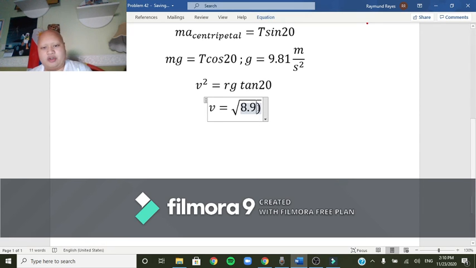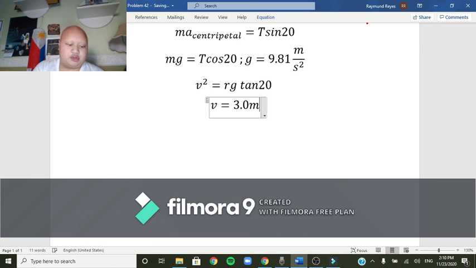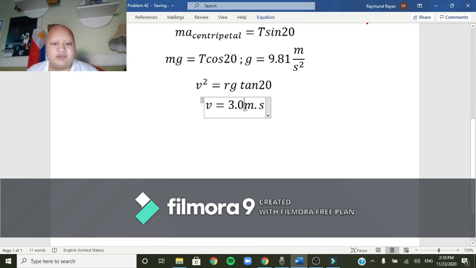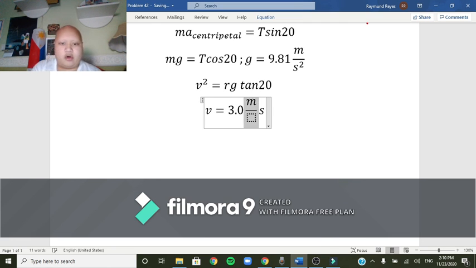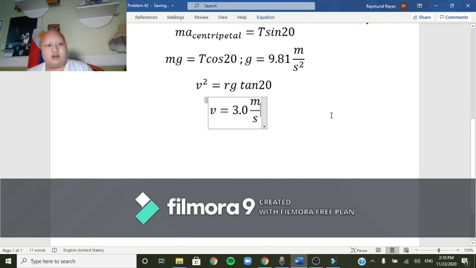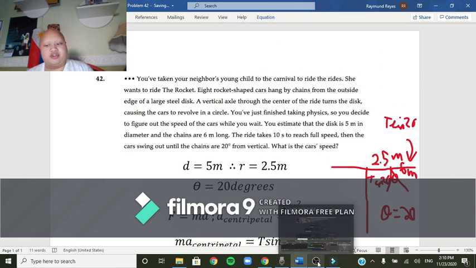I don't know why the parentheses is there. So you get the square root of 8.9, and then your velocity is about 2.98770313 meters per second. So this is your answer for this whole equation.